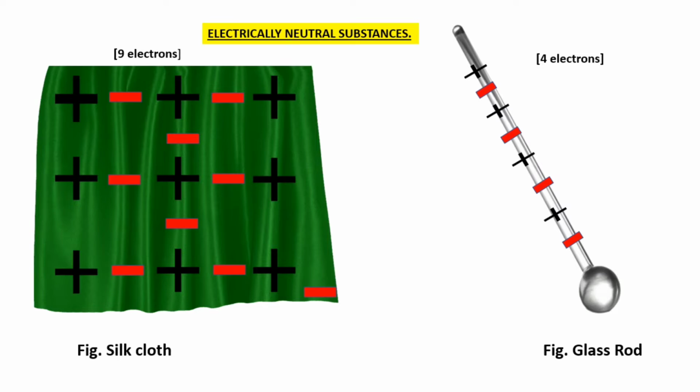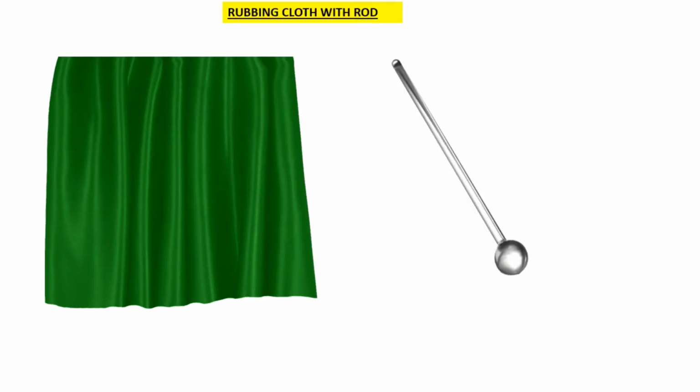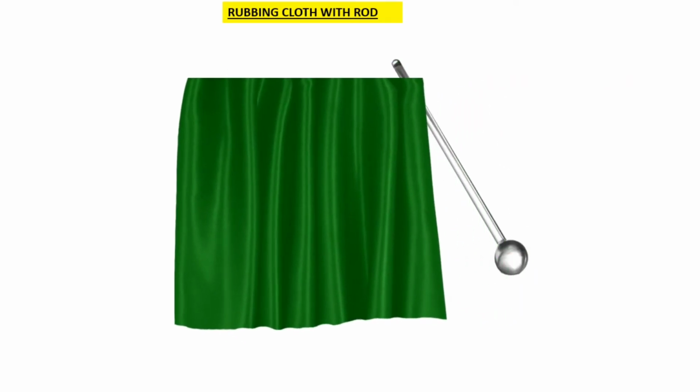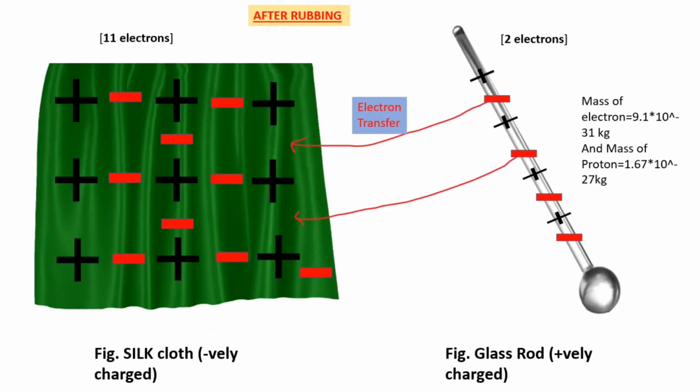But one interesting fact is that I can make these two charged either positively or negatively by rubbing. Let's see what happened after rubbing the cloth with the rod. When I rub this cloth, then this will happen. The silk cloth will become negatively charged and the glass rod becomes positively charged. How? Because electrons transfer from the glass rod to this silk cloth like this.